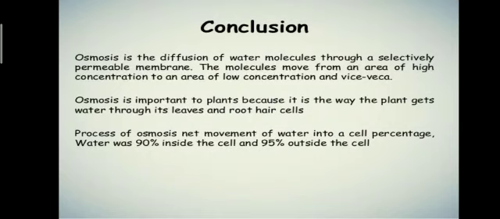Osmosis is important to plants because it is the way plants get water through their leaves and root hair cells. In the process of osmosis, there is net movement of water into a cell, for example water is 90% inside the cell and 95% outside the cell. In osmosis, generally we have to separate the pure solvent from the solution. The solution is more concentrated and we have to separate the solvent from that concentrated solution, from a high concentration to a low concentration region. This is all done with the help of a semi-permeable membrane.